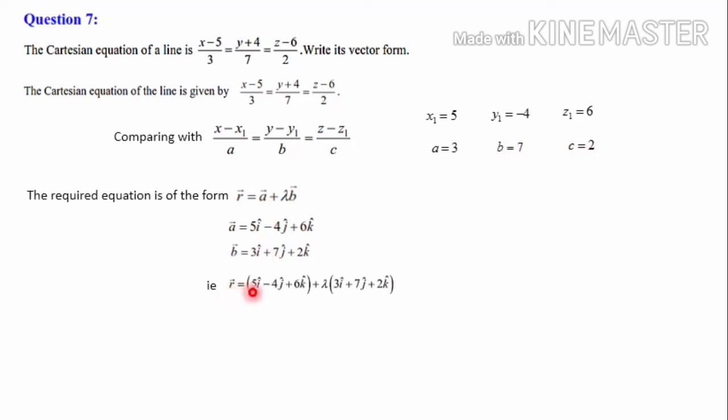Vector r is equal to a, which is 5i minus 4j plus 6k, plus lambda into vector b. Vector b is 3i plus 7j plus 2k. So r is equal to 5i minus 4j plus 6k plus lambda into 3i plus 7j plus 2k. That is the required vector form of the given equation.